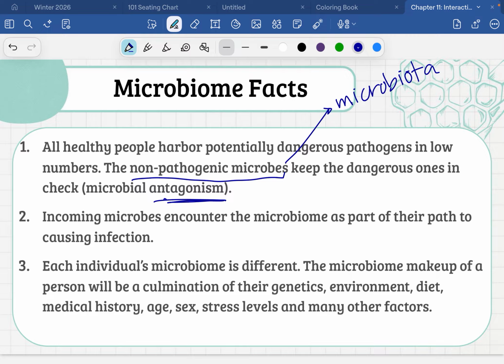Because we've all been in a situation where almost everybody in your house has the flu, but you're the one person that didn't get it. Well, why were you the one person that didn't get it? Who knows? But your microbiome may have a bit to do with that.